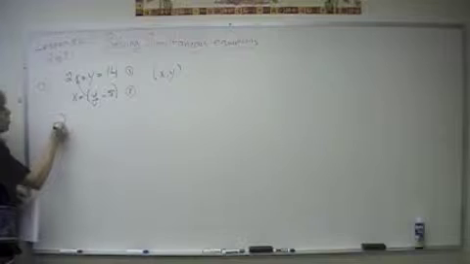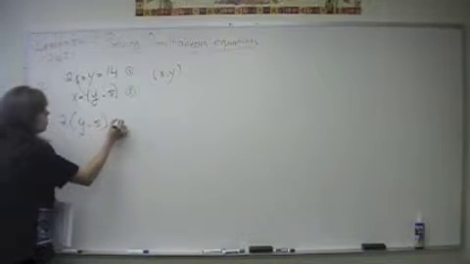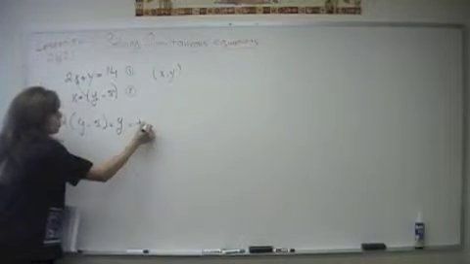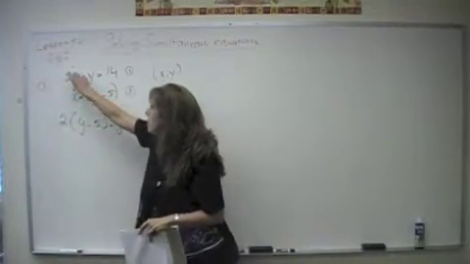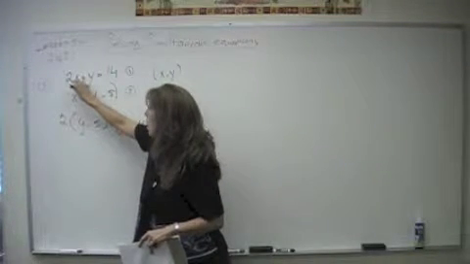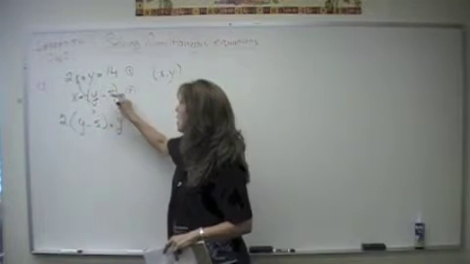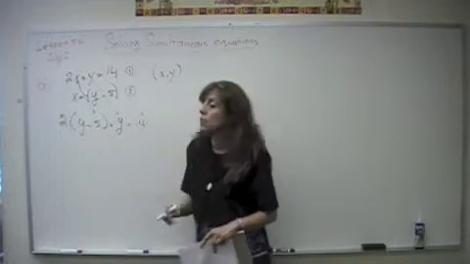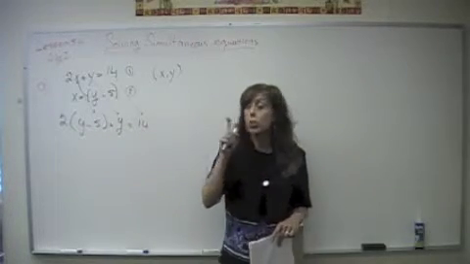So I'm going to do 2 times (y minus 5) plus y equals 14. So this y minus 5, I put it instead of x here. So here's my 2. Here's my x, which is y minus 5. Here's my y, and here's the 14. So I end up with one equation with one unknown, which is y.